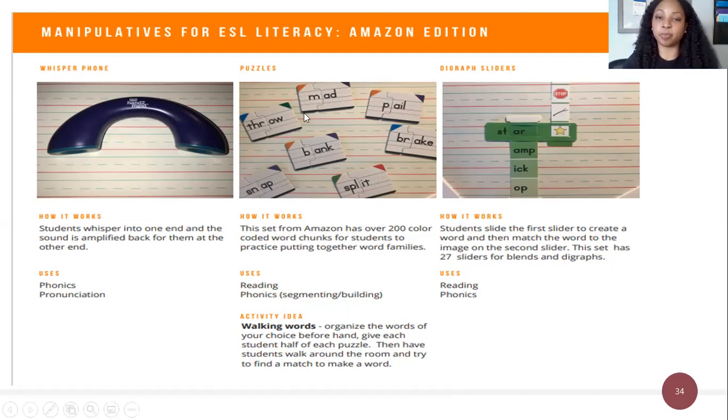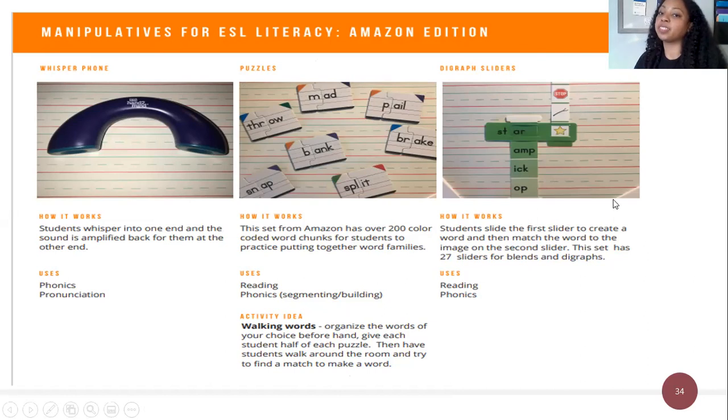These puzzles are also great independent activities. This particular set in the picture is from Amazon. The word chunks are pre-made and color-coded, which is great. But I also have a set that is blank, so I can make whatever words match my lesson. An activity idea I would do with these is to organize the words I want to use beforehand and give students half of each puzzle. Then my students walk around the room and try to find a match to their word. We could then use those words to create sentences and stories and practice our vocabulary for the lesson. So this could really be done for a lot of things.